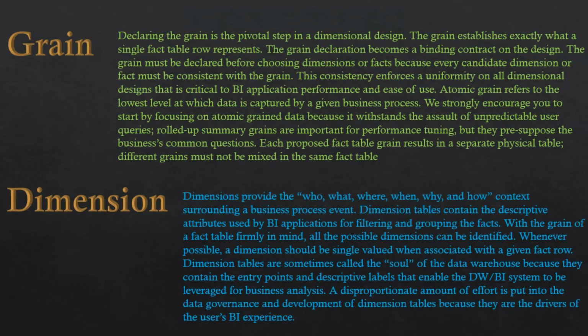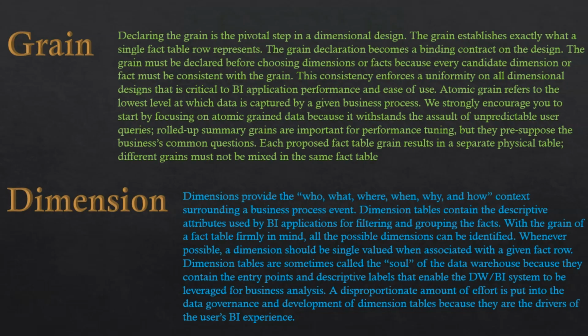Dimensions provide the who, what, where, when, why, and how context surrounding any business process event. A dimension table contains the descriptive attributes. I would like to re-emphasize, friends, dimension tables contain the descriptive attributes used by the BI applications for filtering and grouping the facts. Again, used by the BI applications for filtering and grouping the facts.